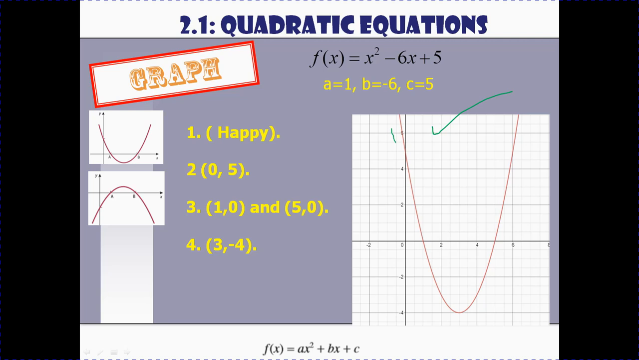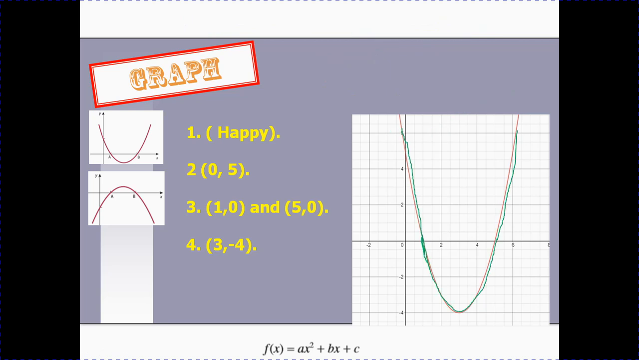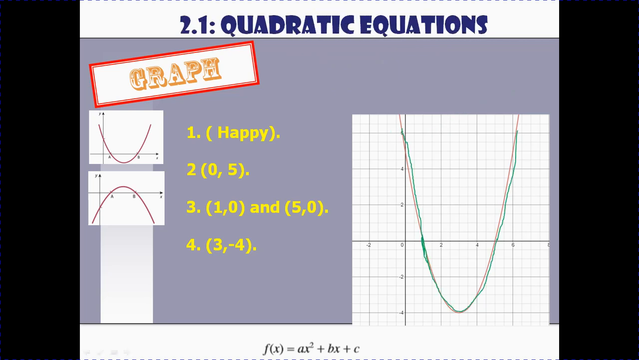Now, let us compare the sketch that we have and the sketch given by the computer. These are the two sketches. The green one is our sketch, and the red one is the sketch given by the computer.